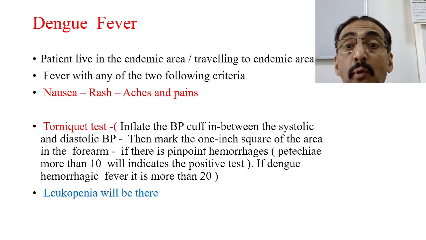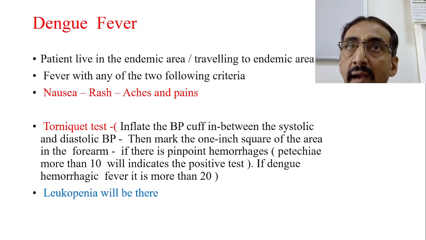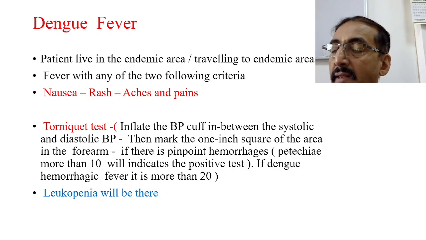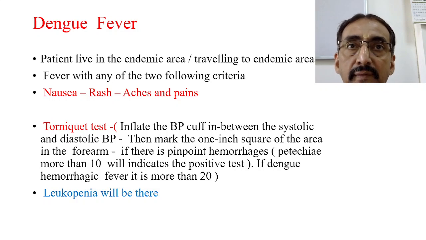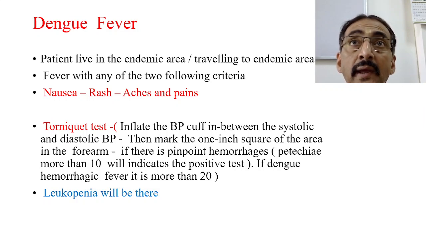If there are any pinpoint hemorrhages, that means when you inflate the BP cuff and keep it at 100 only, in that particular condition, in the already identified area, if there is development of any pinpoint hemorrhages or small bleeding spots like petechiae, and if that petechiae is more than 10, then it is called a positive tourniquet test. So you have to suspect that there is probably dengue.